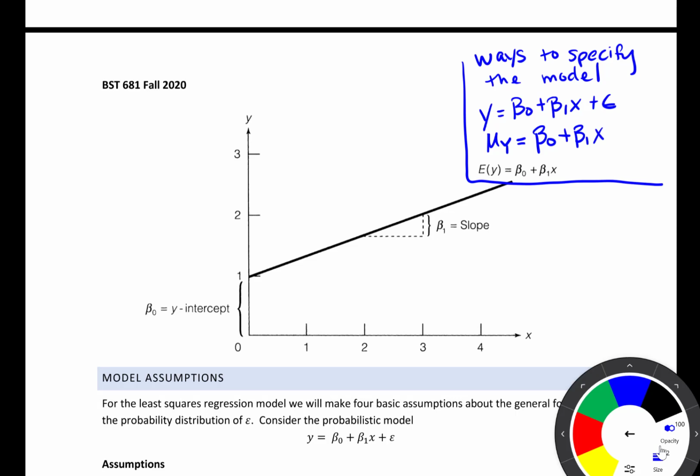So since this model is a straight line, here on this plot we've got this dark straight line to specify it. Looking at our two different parameters, the beta naught is our y-intercept. It's where our line crosses the y-axis. And then the slope tells us, for every 1 unit increase in x, how much y increases. So if we go over x 1 unit, beta 1 is how much y is increasing.